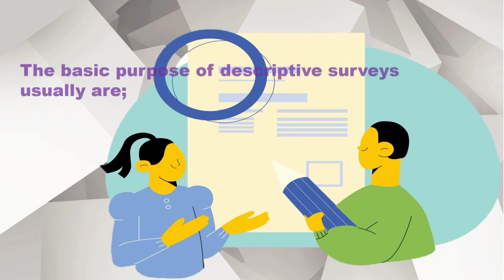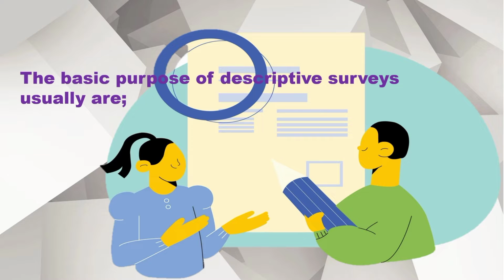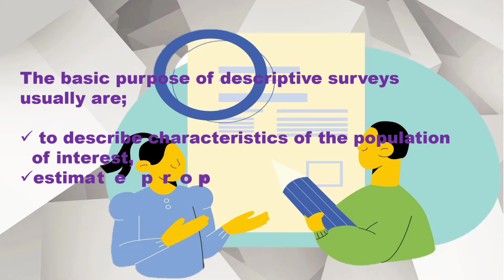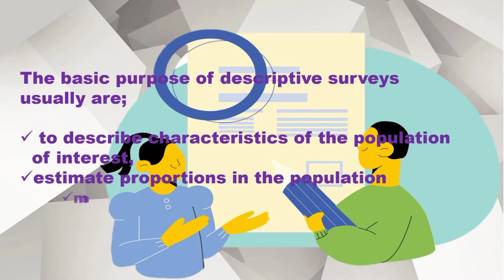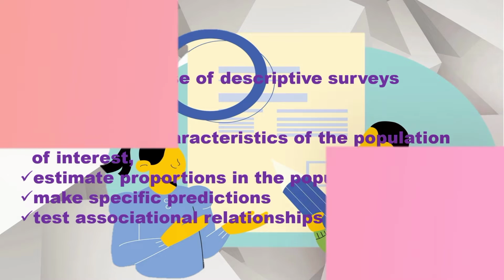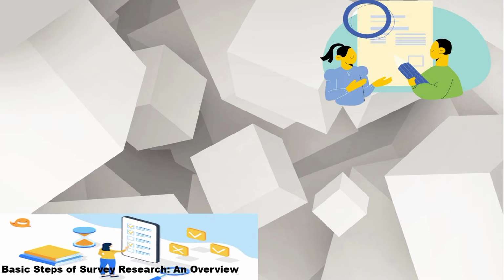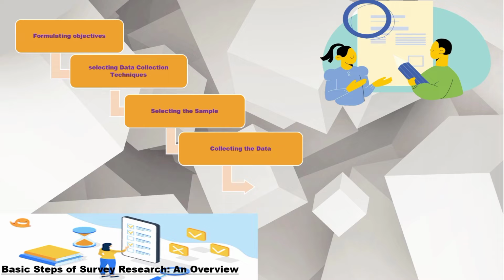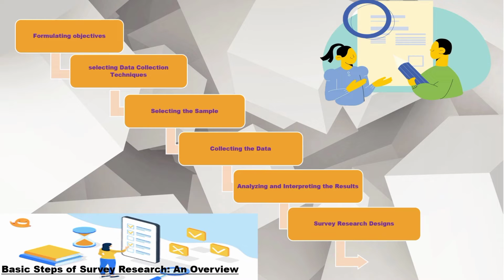The basic purposes of descriptive surveys are to describe characteristics of the population of interest, to estimate proportions in the population, make specific predictions, and test associational relationships. Basic steps of survey research, an overview: formulating objectives, selecting data collection techniques, selecting the sample, collecting the data, analyzing and interpreting the results. Survey research designs. Survey research costs.